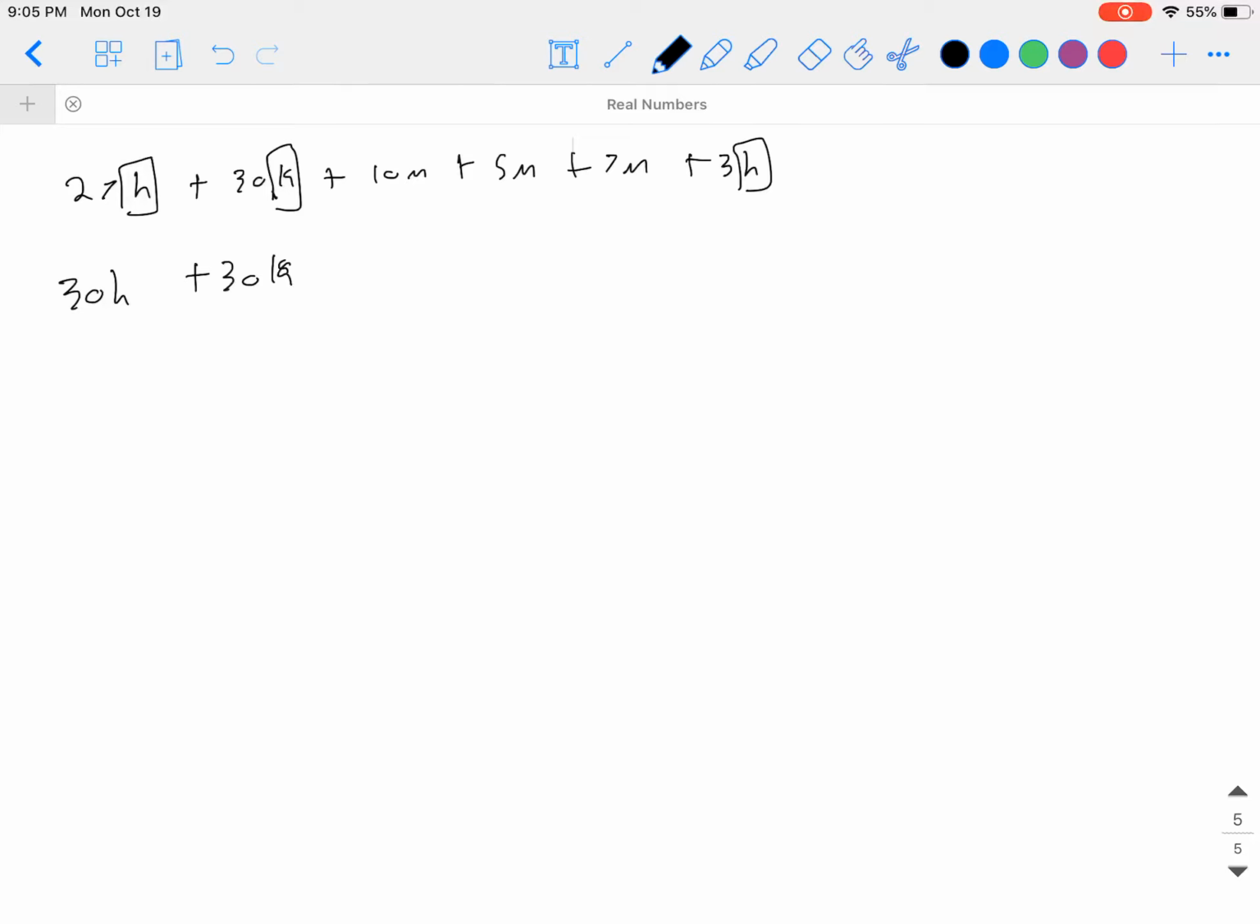Finally, with the m's, if we look, we have 10m, 5m, and 7m. All three of these m's are the same variable, and they have the same exponent, so thus they can be combined. So if we do 10 plus 5 plus 7, we get plus 22m. And this would be the simplified expression.